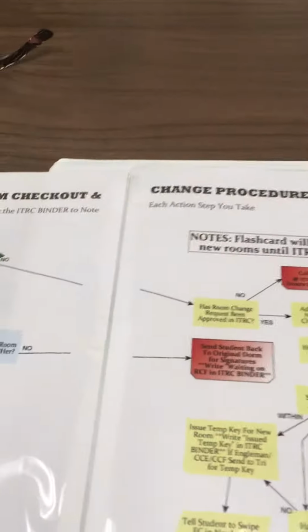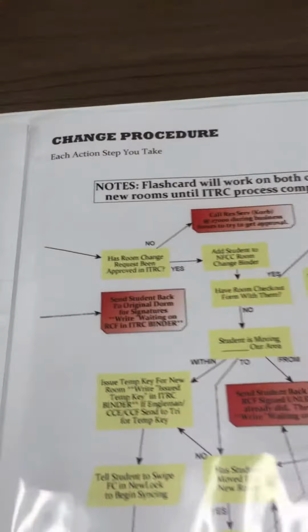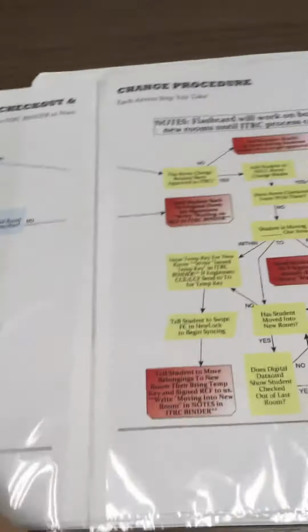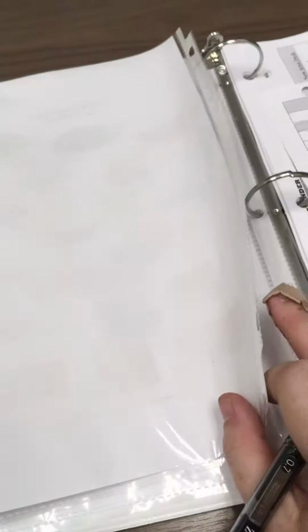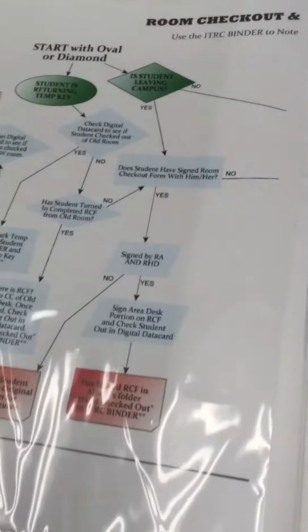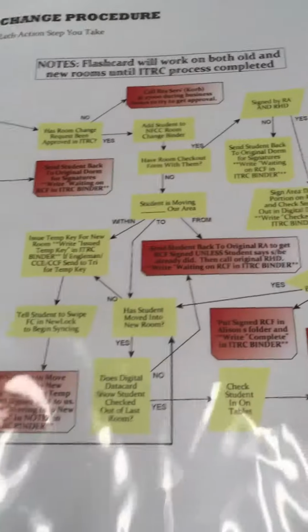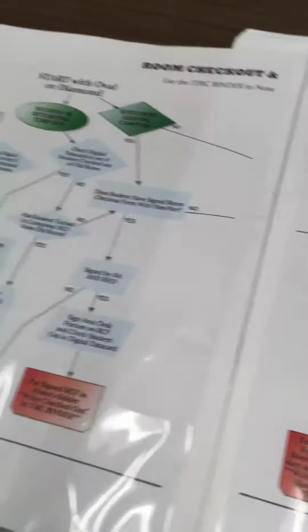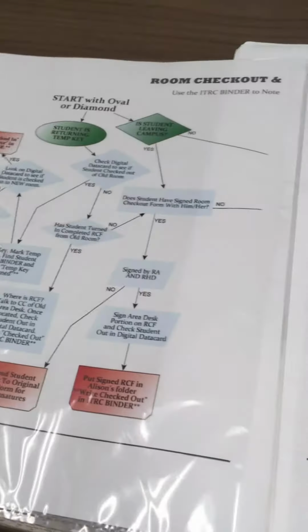Okay guys, let's try it again on the handy dandy room checkout and change procedure. This is going to be your binder with the fold out portion here that shows exactly what you're to do. Please take the time with each student who comes to the desk to take your finger and slide it from green all the way to red. Please do not close up these couple of pages or close up the binder until you have made it to one of the red spots.